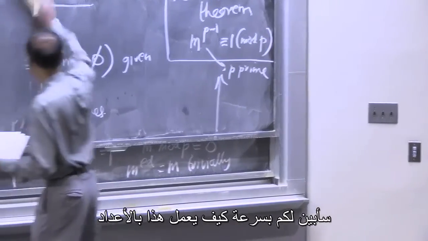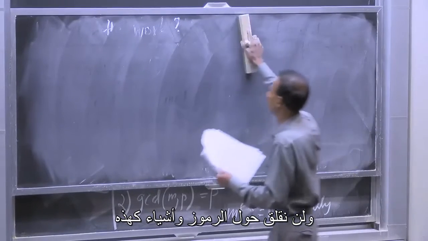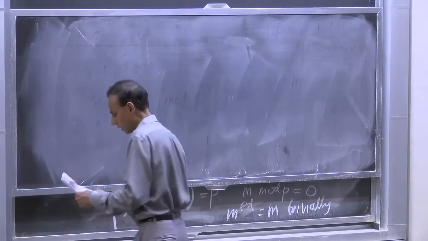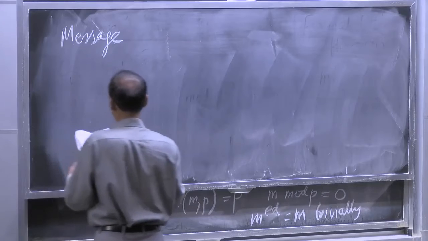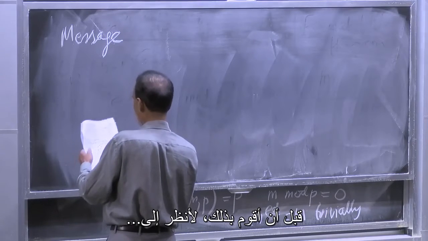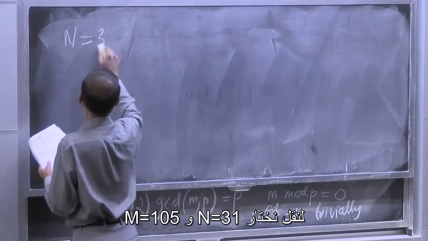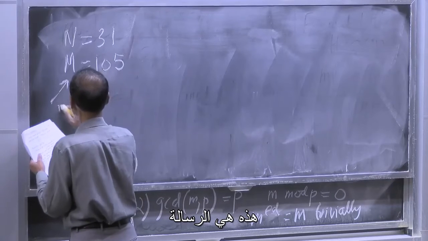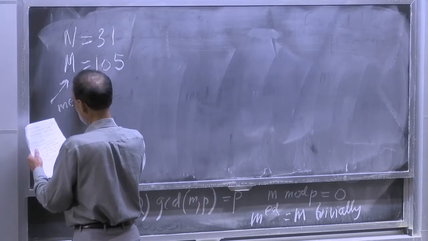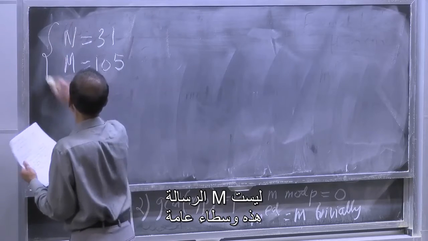And so let me show you really quickly how this works with numbers, and we won't have to worry about symbols and things like that. So just give me a couple of extra minutes here. So let's say that I had a message. Before I do that, let's say that we chose n equals 31 and m equals 105. This is actually the message. No, I'm sorry, capital M is not the message. These are public parameters.